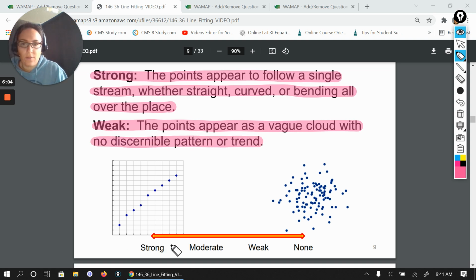So here's our scale from strong all the way to none. So we have moderate, weak, and then none. So this would be an example of no strength, and this would be an example of strong strength.